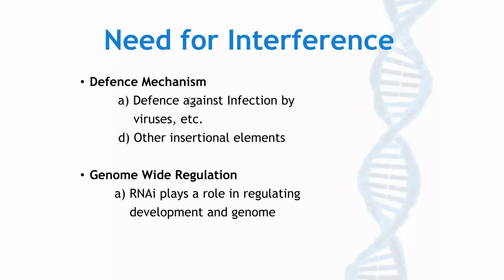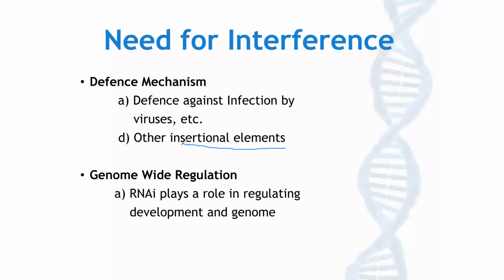In the case of the defense mechanisms, remember that we have different types of viruses. We have RNA viruses and we have DNA viruses. For example, HIV is an RNA virus, and coronavirus is an RNA virus. So using RNA interference, you can protect the cells against infection by the virus. And then second, we have what you call insertional elements.